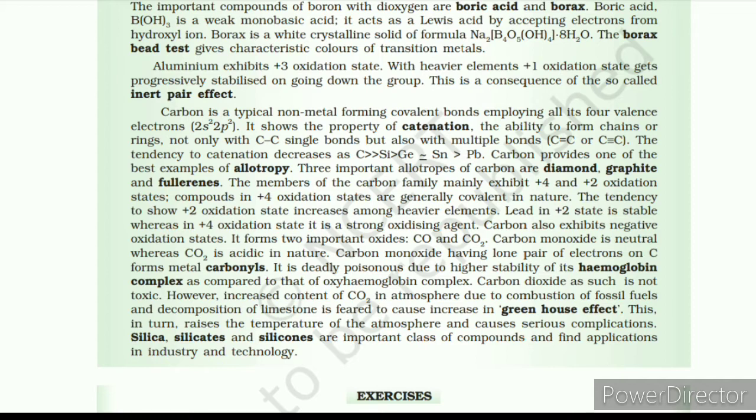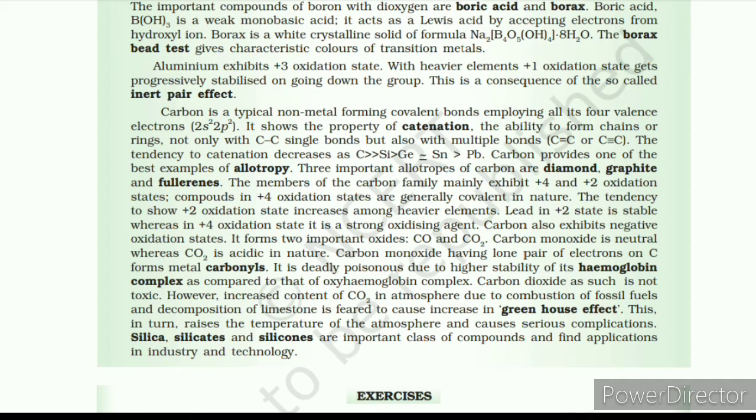Carbon monoxide is neutral, whereas CO2 is acidic in nature. Carbon monoxide, having a lone pair of electrons on C, forms metal carbonyls. It is deadly poisonous due to higher stability of its hemoglobin complex as compared to that of the oxyhemoglobin complex.